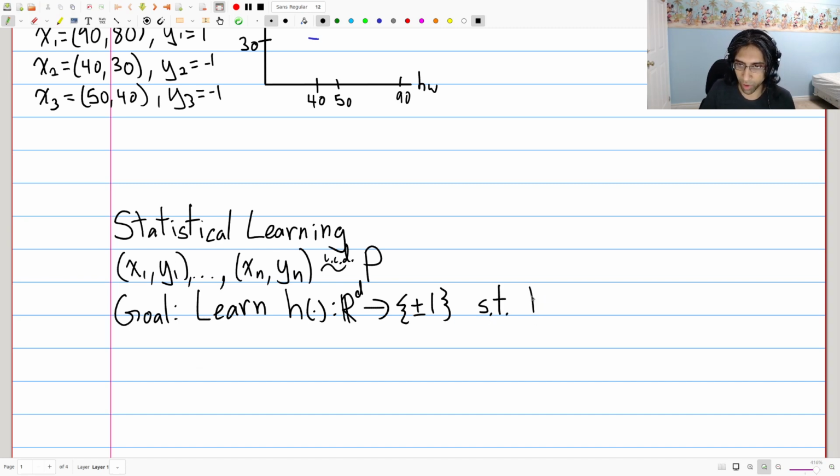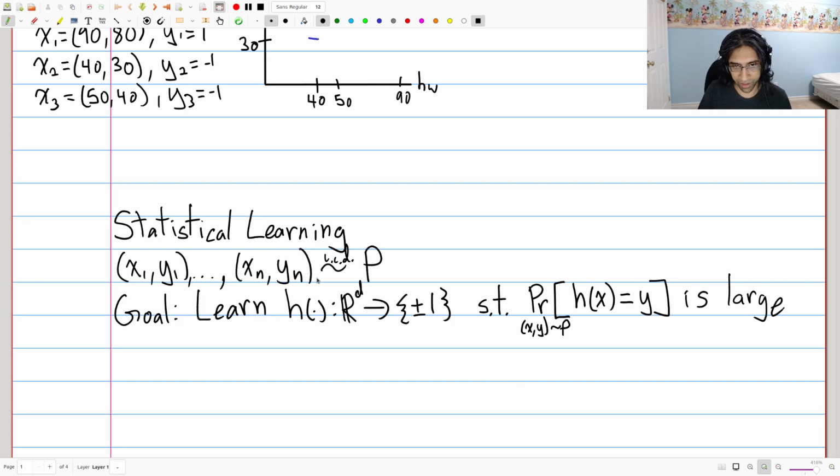And what we want is to learn some function h which has the following type of guarantee. We want the probability that h of x is equal to y to be large, where the probability we're talking about is over a fresh point x comma y drawn according to the distribution P. So we're given a bunch of data from some distribution, and we want to learn some function such that if we drew another point from the same distribution, it's very likely to be right. So that's the goal.